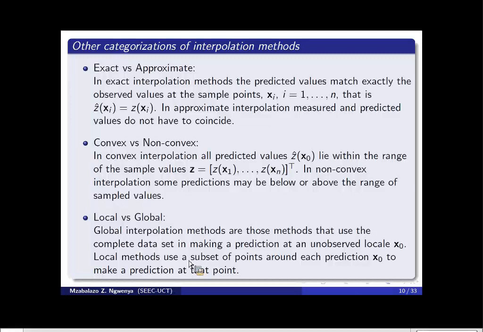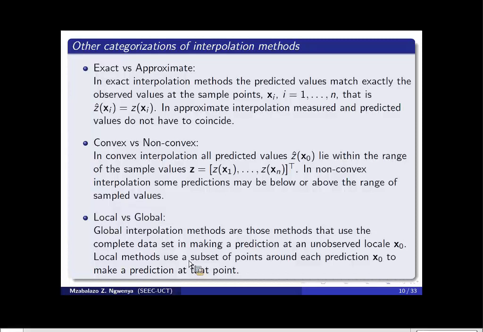With the exact versus approximate interpolators, an exact interpolator will predict the value you have observed. If I have a location that I have sampled, when I make a prediction there, it should match exactly what I have observed at that location. Those are the exact methods. With the approximate methods, your prediction may not match your observed value.